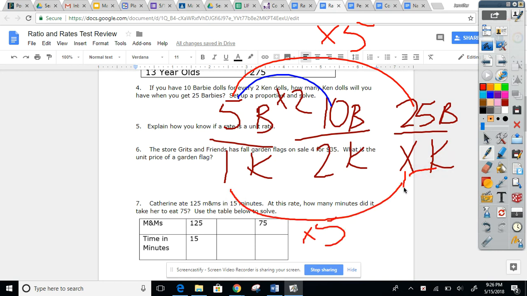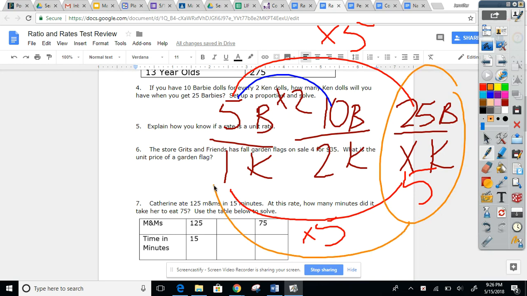So if you notice, the ratio is still the same. If I take 25 and divide it by 5, I get back my equivalent ratio of 5 to 1. 5 Barbies to 1 Ken doll.